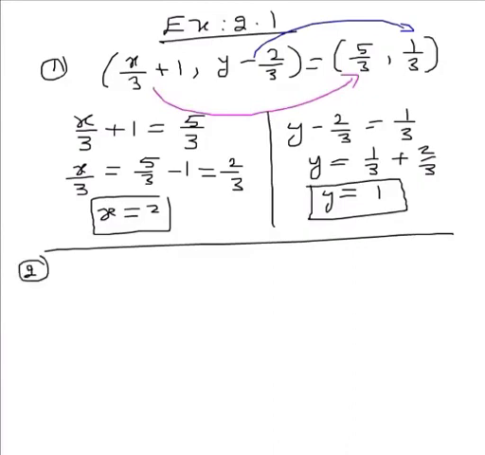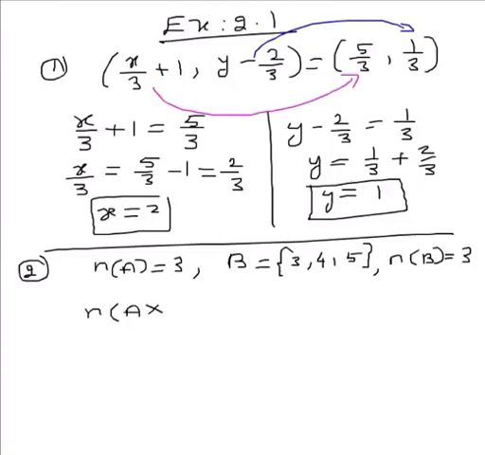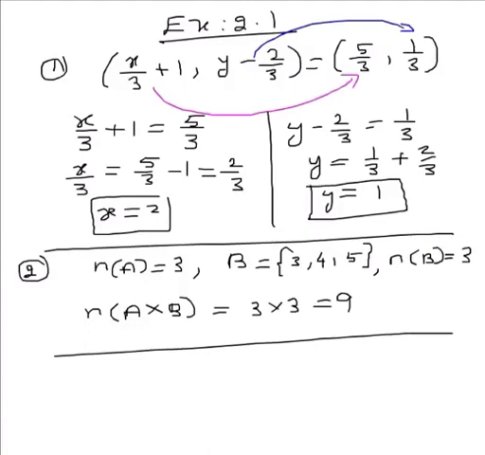Now question 2. If the set A has 3 elements, n of A is 3, and set B is {3, 4, 5}, so n of B is also 3. Find the number of elements of A cross B, which is equal to 3 into 3, 9. So in the Cartesian product of A and B, we will have 9 elements.